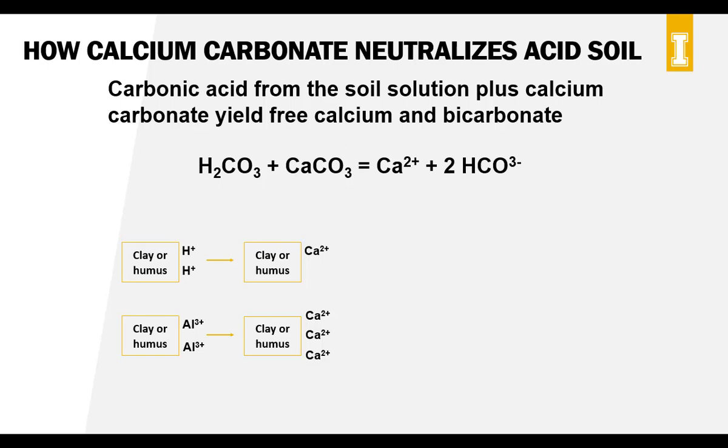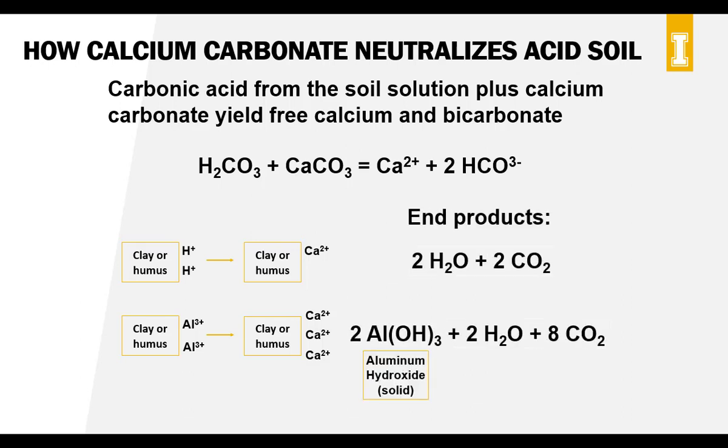So looking at the clay particles in the soil or humus particles, just oversimplifying what Hai-Ying was showing before, we're basically displacing our hydrogen or our trivalent aluminum, the toxic aluminum, with calcium on those clay particles. And then when we complete the reactions, we're basically ending up with end products of water and carbon dioxide. In the case of aluminum, it's actually forming aluminum hydroxide, which is another form of aluminum in the soil that's not toxic to plants at all.